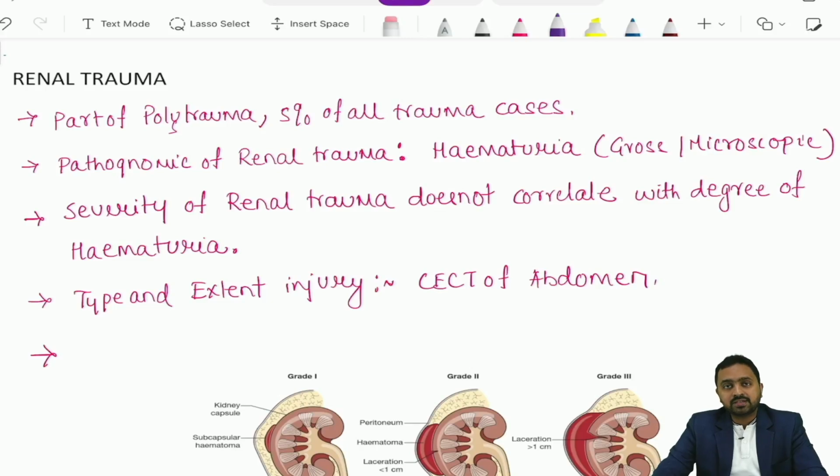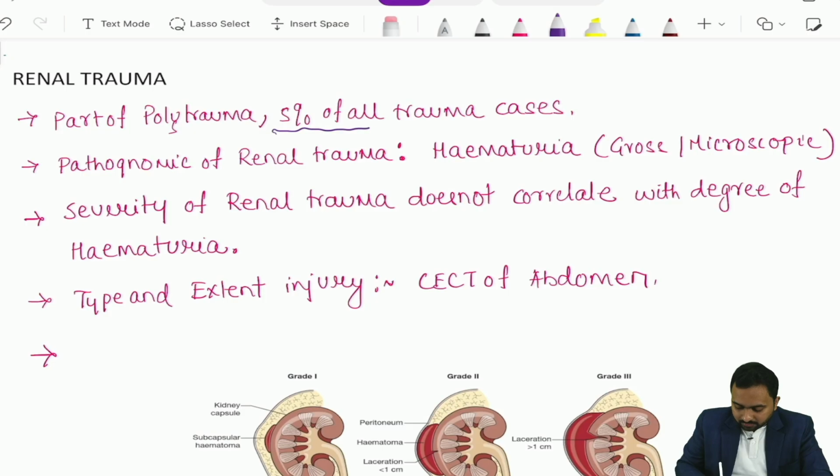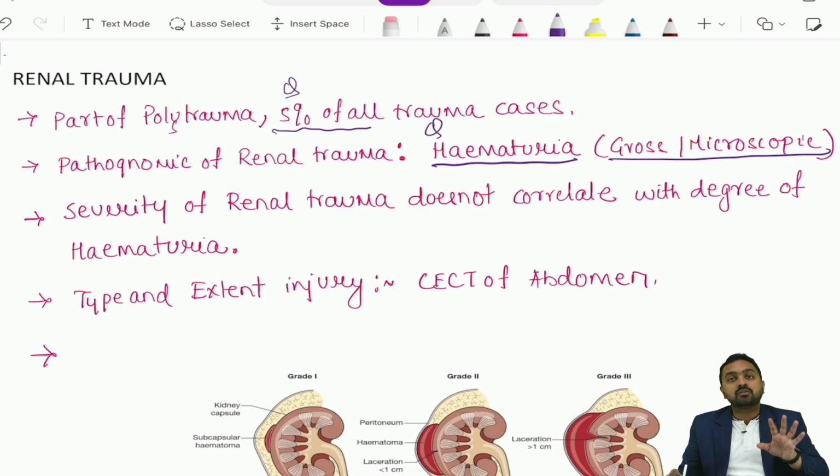Renal trauma. We have already discussed abdominal trauma under the trauma section, but here are a few specific points regarding renal trauma again. Renal trauma is usually part of polytrauma and occurs in around 5% of all trauma cases. The pathognomonic sign of renal trauma is hematuria, which can be either gross or microscopic.